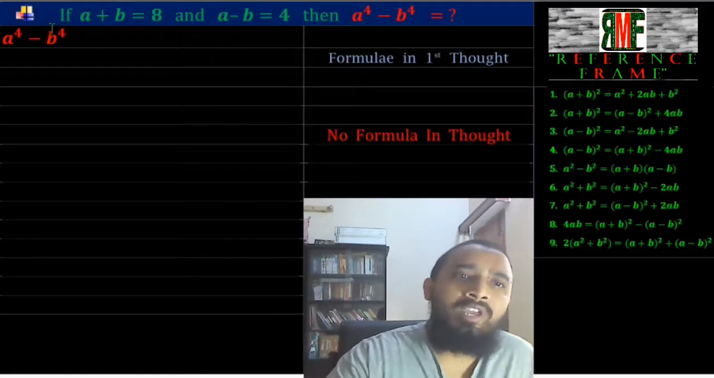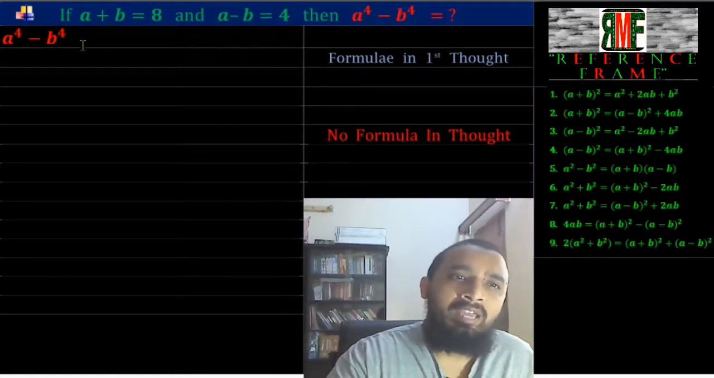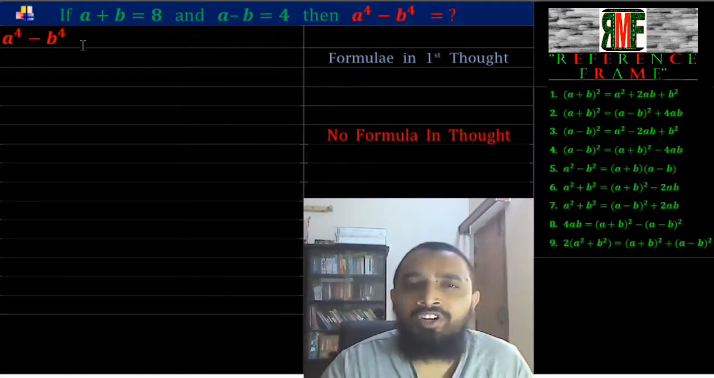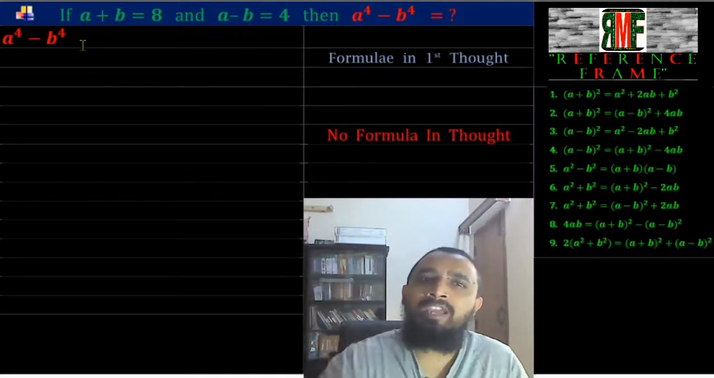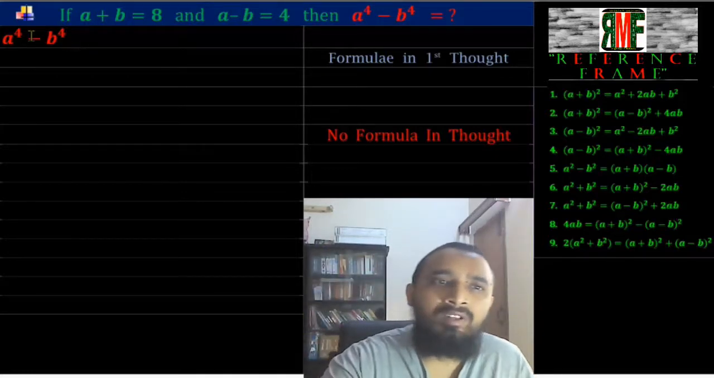We do not know any formula for order 4. That means all we need to do is reduce them into order 2. That means, look here, a to the power 4 minus b to the power 4.